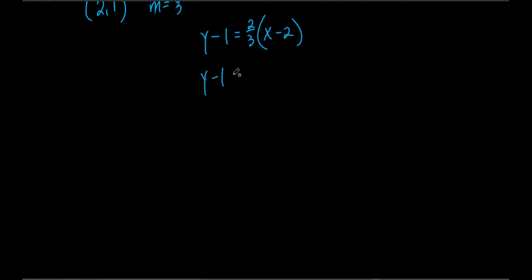So y minus 1 equals, distribute this. What's that going to be? 2/3 what? X minus, multiply, what's that? 4/3. Agreed? Is this in standard form? No, the x's and y's are on different sides of the equal sign, so that's one thing. And you got fractions, okay? So you don't want it like this. So let's see what we can do. We can simplify a little bit.